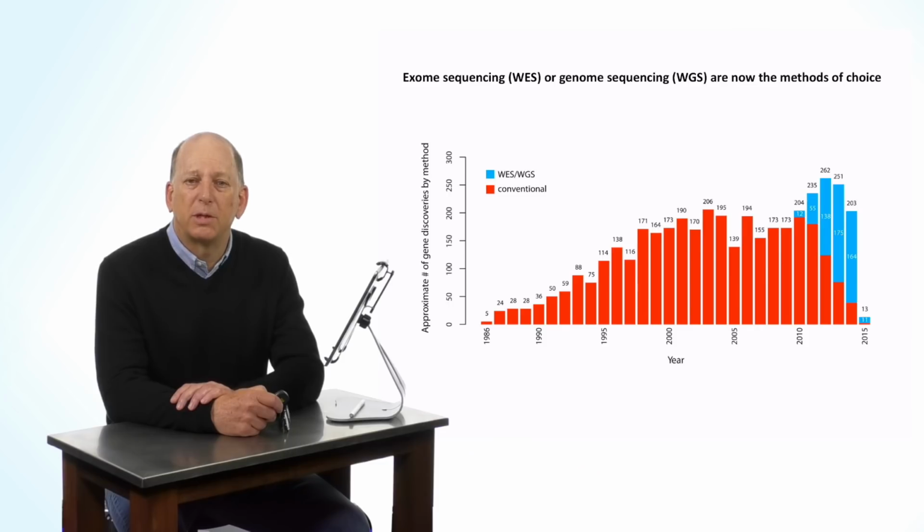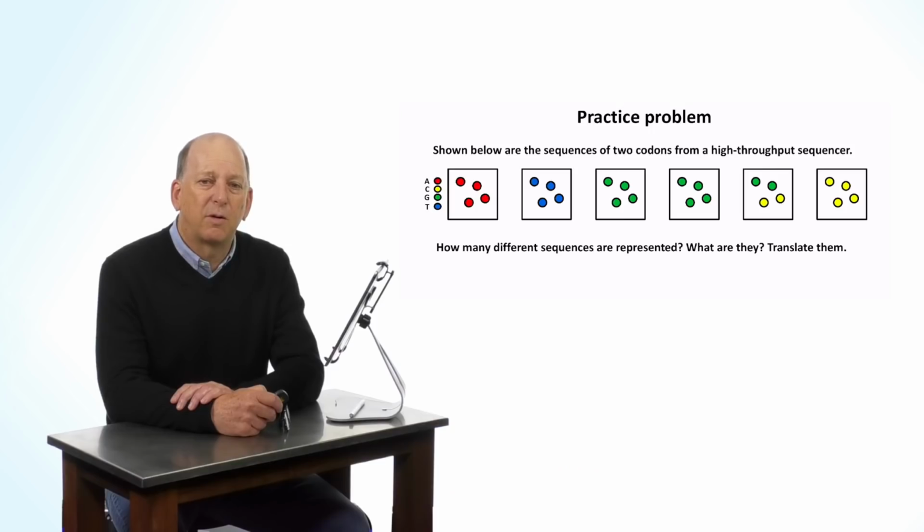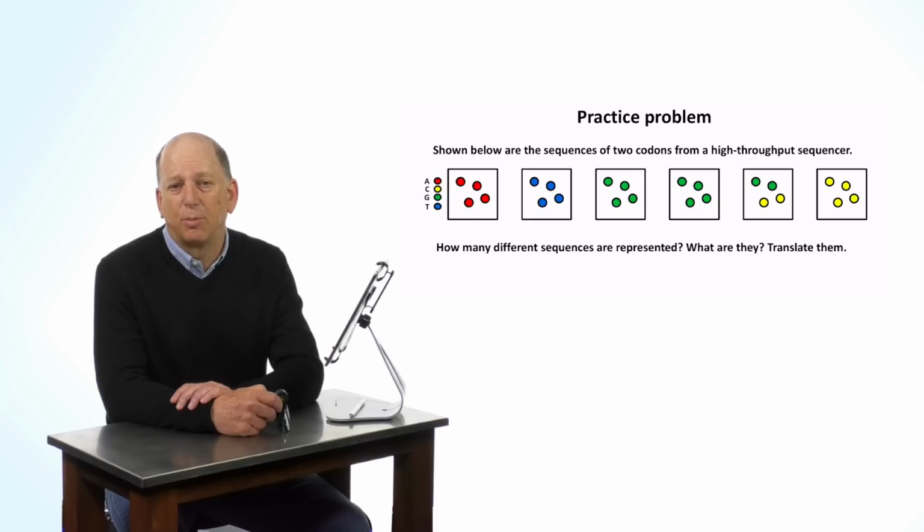As a result of the ease of high-throughput sequencing and computational methods to identify the mutations, there has been a dramatic shift in how geneticists study Mendelian traits. A similar revolution has taken place in studying mutants in other species. Here is a practice problem showing output of sequences from a high-throughput sequencer. See if you can figure out how many sequences there are, what the specific sequences are, and what the sequences of the translated proteins are.